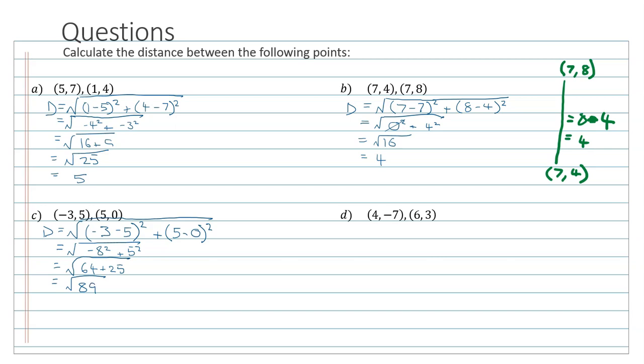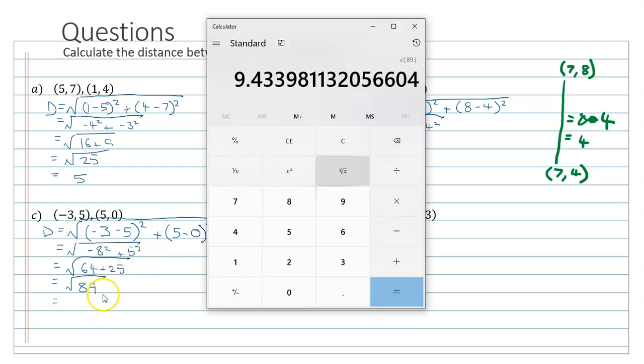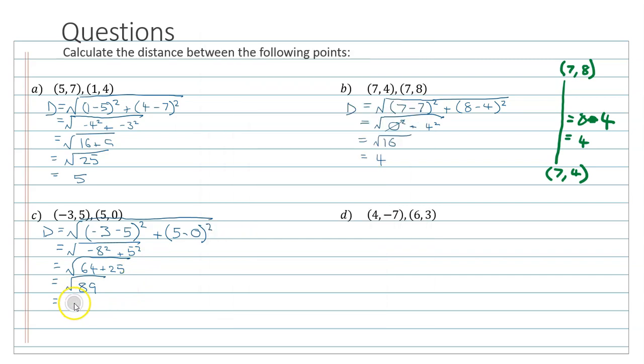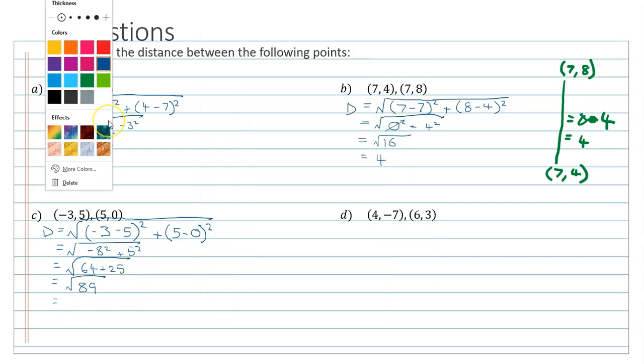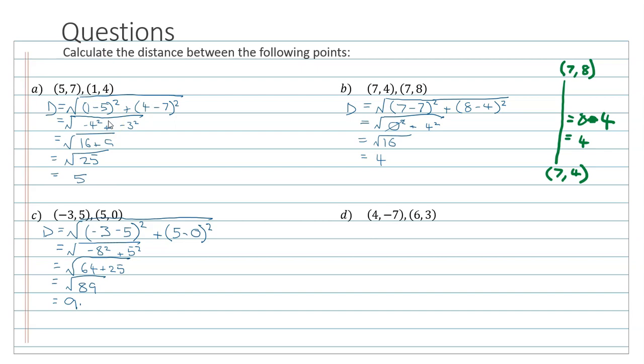And you might ask yourself, what is the square root of 89? Well, 9 times 9 is 81. Oops. So 9.43.